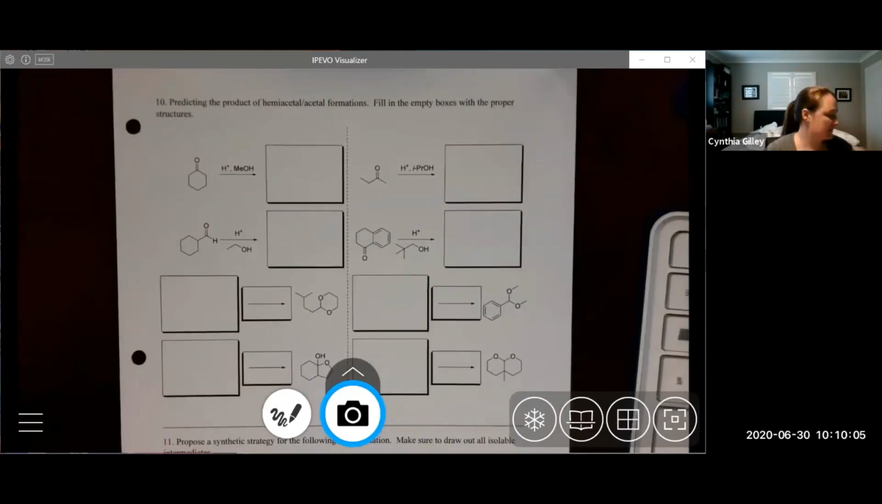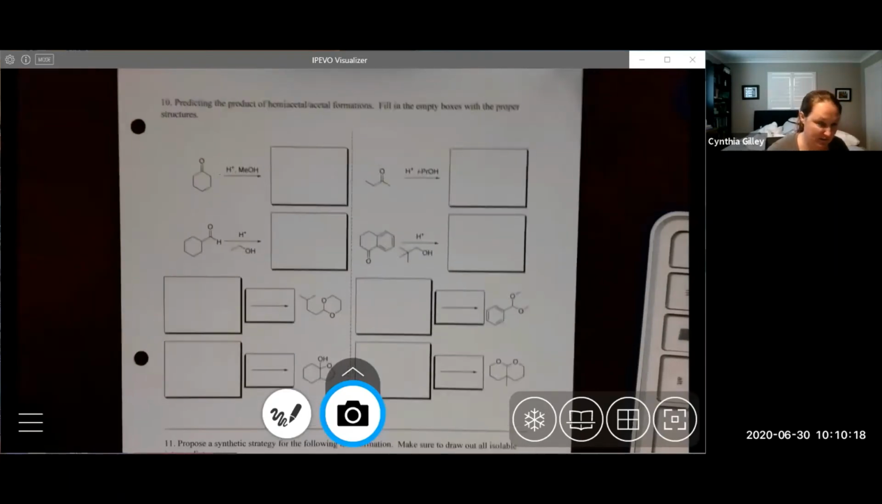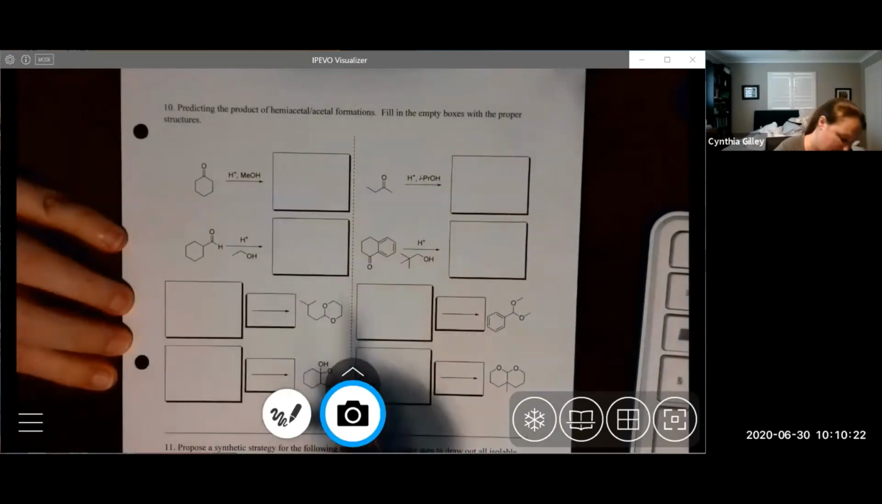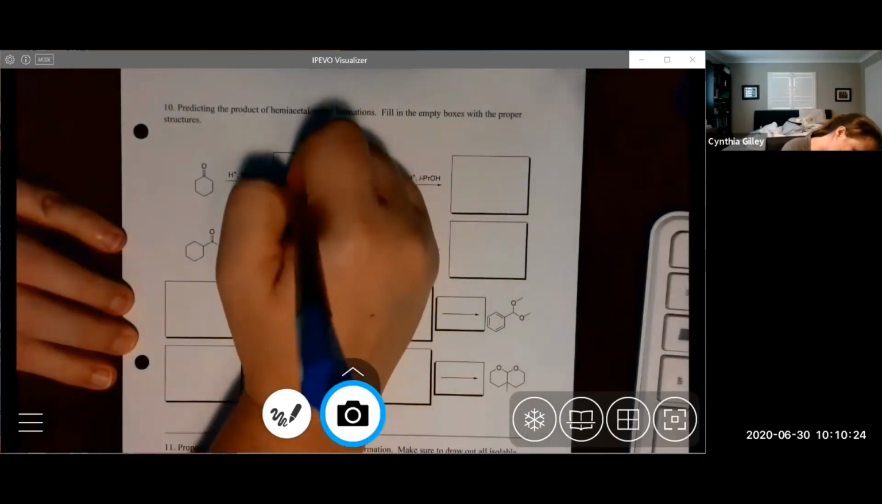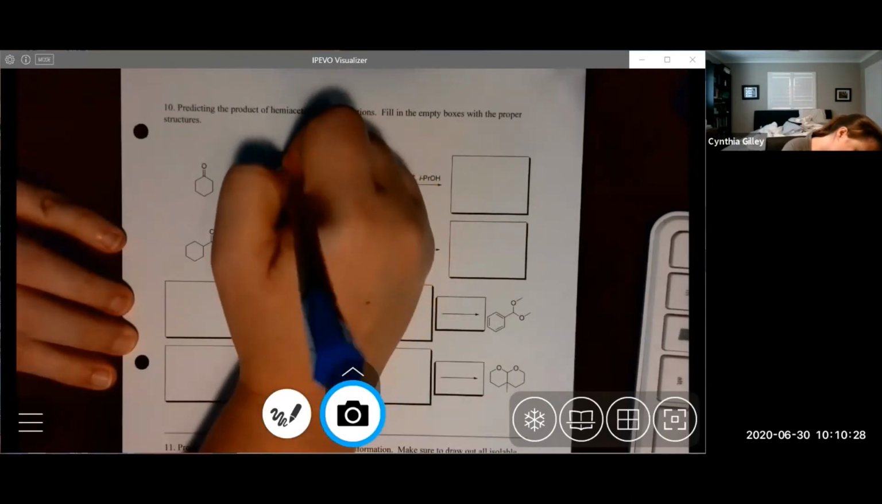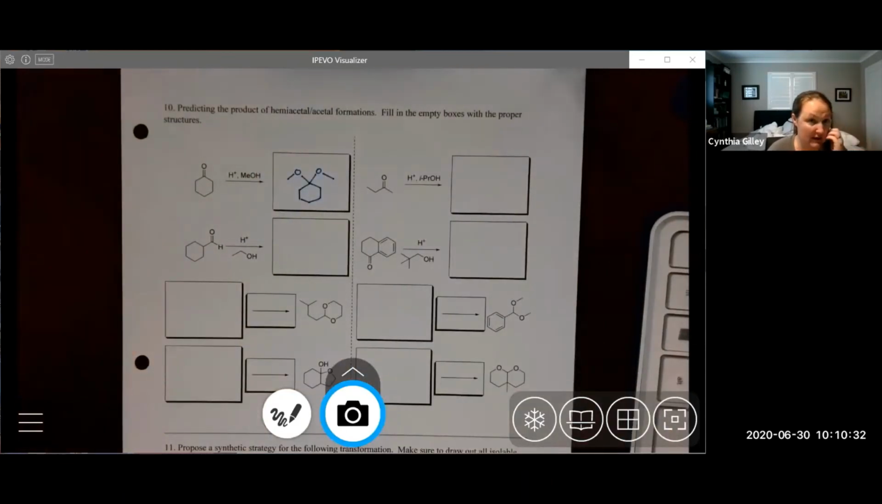Okay, so moving on to predicting the product of hemiacetal or acetal formations. Fill in the empty boxes with the proper structure. Okay, so we have cyclohexanone and the alcohol being used, so to draw the product, this will go all the way to an acetal. Draw the methyl acetal.